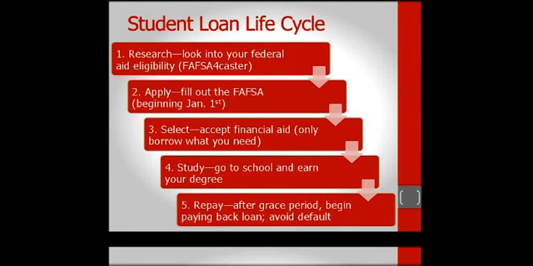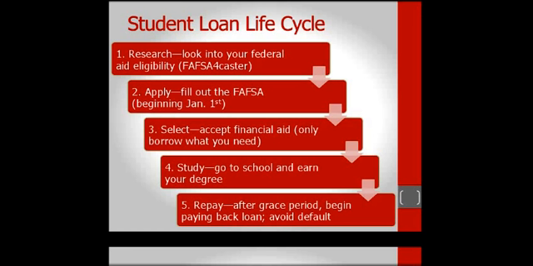Second, you apply for the FAFSA. So one, research. You look at scholarships, grants. What's your eligibility? Using the FAFSA forecaster, which is a great tool. Second, apply. This is when you fill out the FAFSA. Remember, starting January 1st of the year in which you'll need aid. Third, you select. You get your award notification letter. You accept financial aid. Remember, only borrow what you need because you're going to have to repay everything that you accept. So only accept what you need.